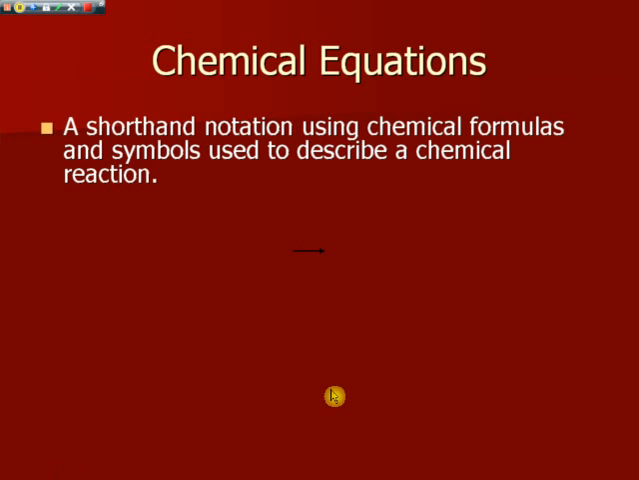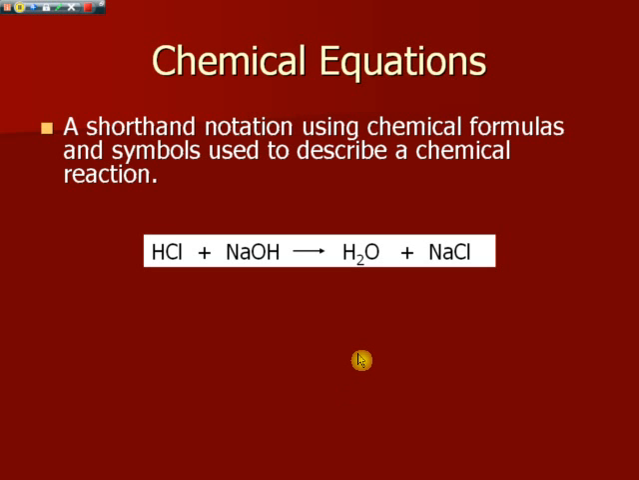Now, a chemical equation is simply a shorthand notation using chemical formulas and symbols used to describe a chemical reaction. What I have on the screen right now is an example of a chemical equation, and it reads HCl plus NaOH with the arrow, H2O plus NaCl.